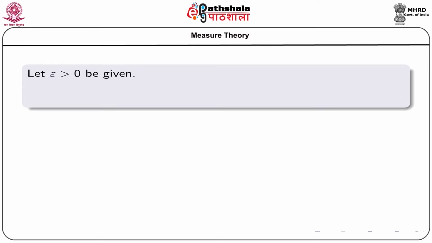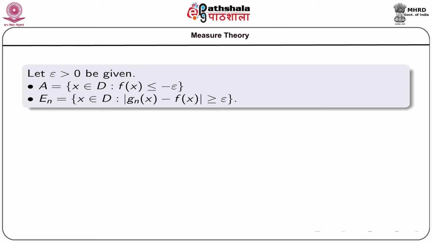Now, let epsilon greater than 0 be given. Let A be the set of all those points x where f x is less or equal to minus epsilon. Let us write the set E n is equal to the collection of all x belonging to D where mod g n x minus f x is greater or equal to epsilon.